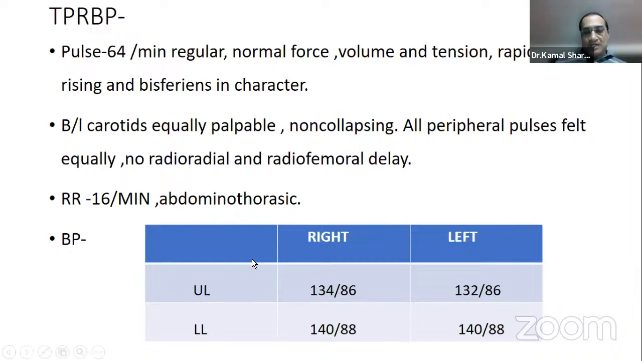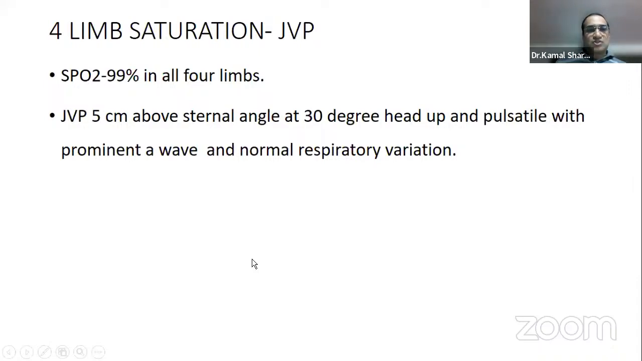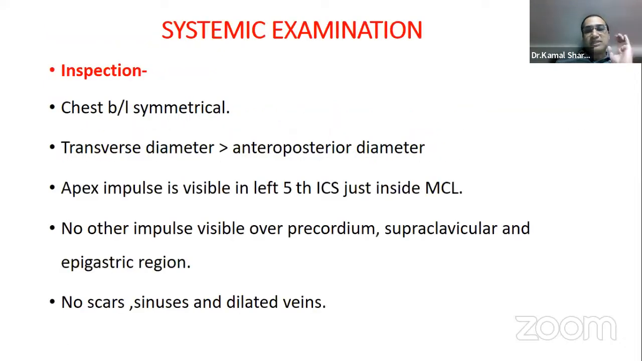So blood pressure was measured, and that should be mentioned in all four limbs, which was normal. Also, it's important to look for all four limb saturation. JVP needs to be mentioned. That's 5 centimeter above sternal angle, 30-degree head up, pulsatile, prominent A. And then you come to systemic examination. So systemic examination will talk about the chest symmetry, that it is bilaterally symmetrical, AP transverse ratio you need to mention, and of course transverse will be more than AP diameter.